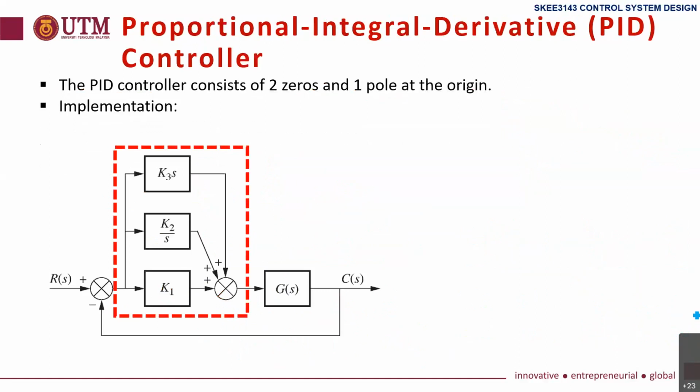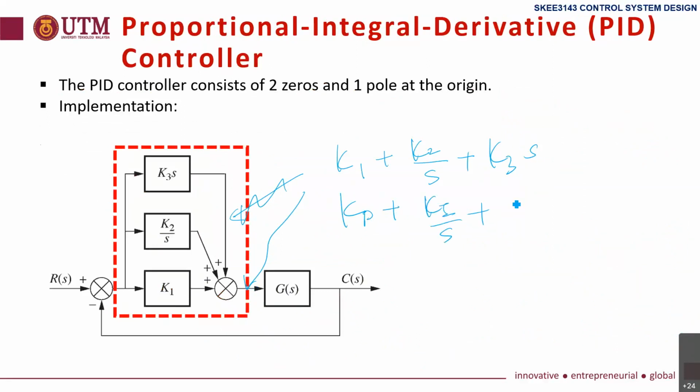This is the block diagram, which here is actually the same. We can get the signal here as K1 plus K2 over S plus K3 S. It's just that they use K1, 2, 3. It's actually the same: KP, KI over S, KD S. They normally also describe it in a block diagram like this.